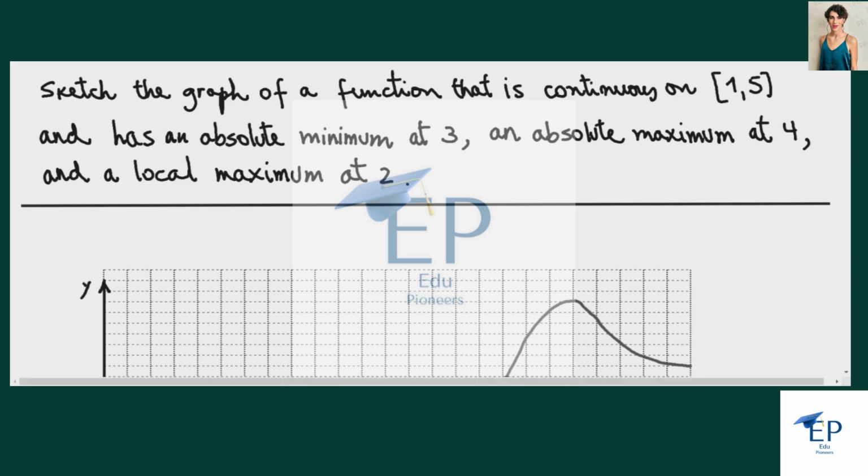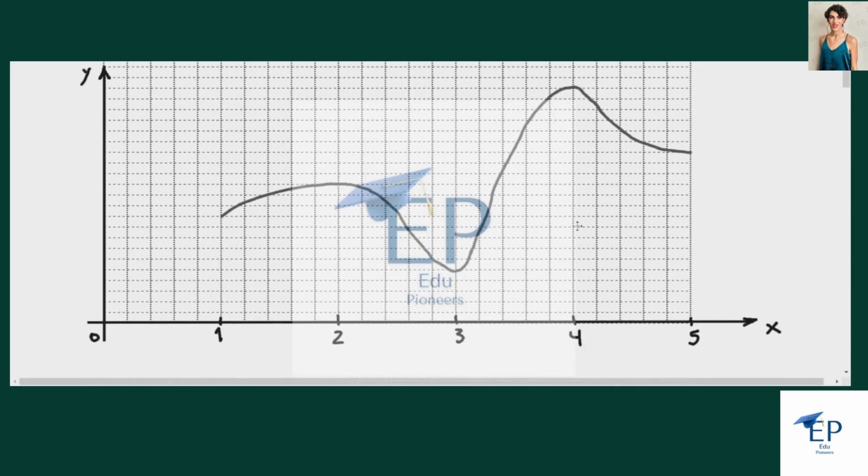We would like to sketch the graph of a function that is continuous on the closed interval [1, 5], and that has an absolute minimum at 3, an absolute maximum at 4, and a local maximum at 2. So we have drawn this graph which satisfies all these requirements.